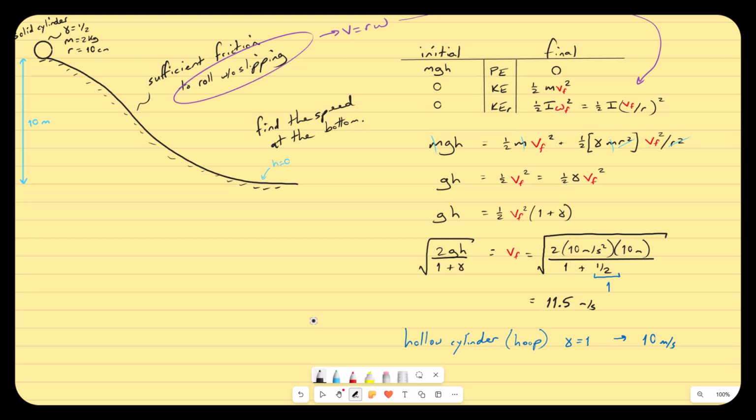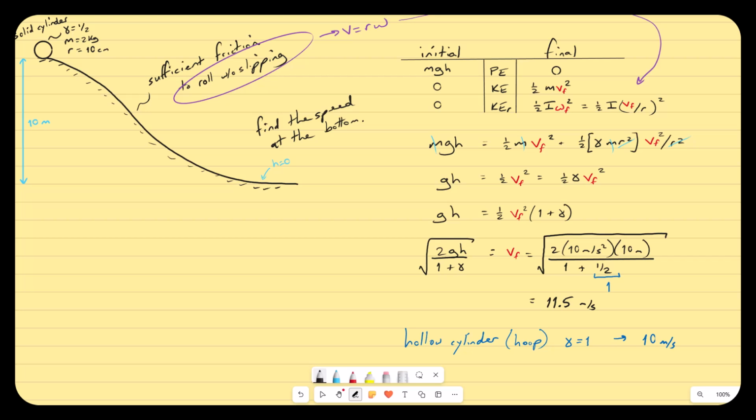If I wanted to say, what does this look like if I have a block that's just going to slide down and there's no friction at all? Well, then I'm going to plug in gamma equals 0, and I'm going to get the square root of 200 over 1 plus 0. The square root of 200 is going to be 14. So then I'll get 14.1 meters per second.